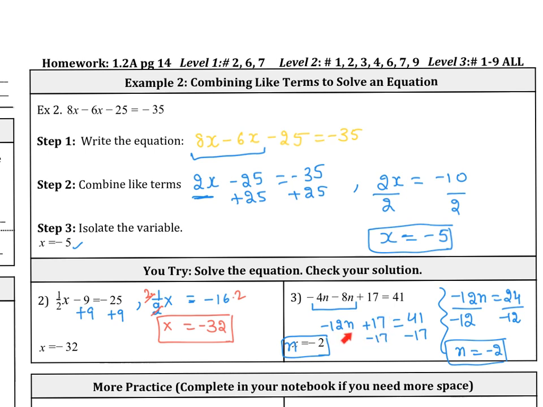The negative 12n will be isolated. The other side will be 24, so 41 minus 17 would be 24. Now to get the n by itself, you're going to divide by negative 12 on both sides. Then n would be equal to negative 2.